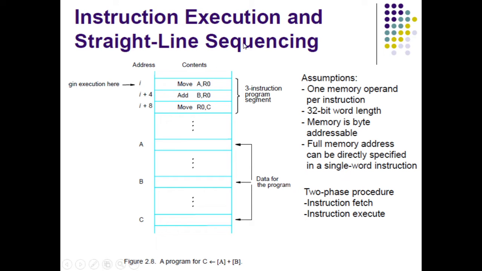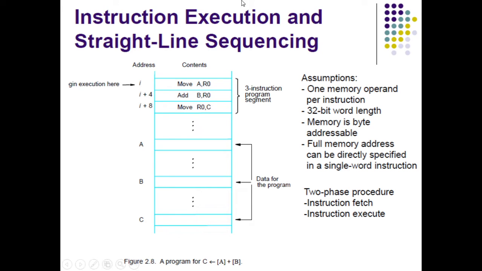We can discuss instruction execution in two different ways. One is straight line sequencing of instructions, and the next one is branching of instructions. So here is the status of a system memory in which we have a certain set of instructions available in different memory locations.